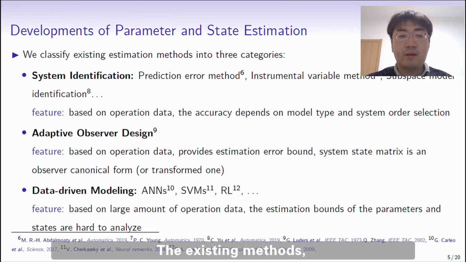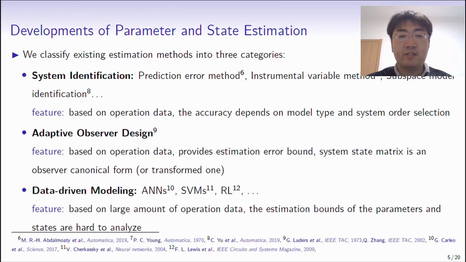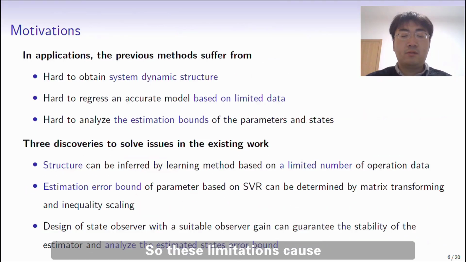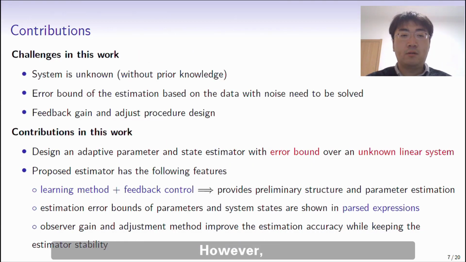The existing methods include system identification, adaptive observer design, and data-driven modeling. They are based on operation data, however, they have limitations, such as model type selection, model order selection, and providing estimation bounds. So these limitations cause difficulties in applications. We discovered potentials to solve these issues. However, we still face challenges in this work. The system is unknown. Error bound need to be determined.